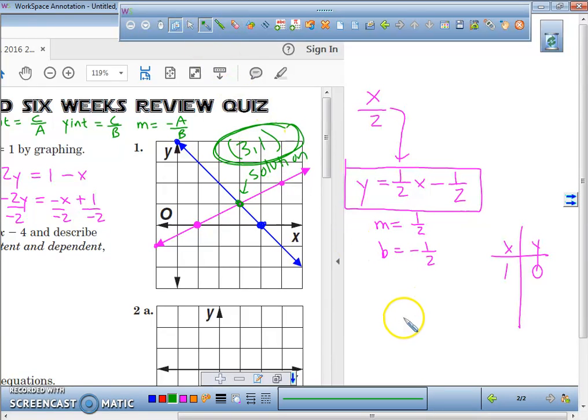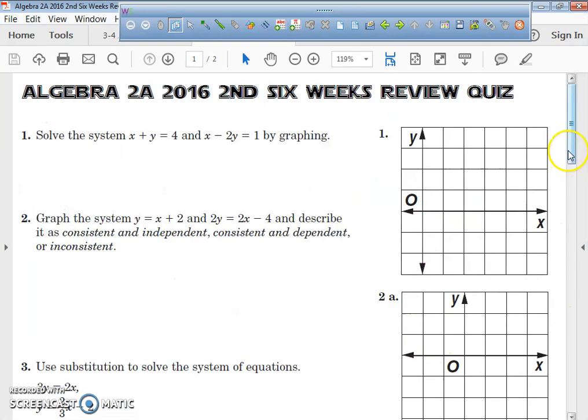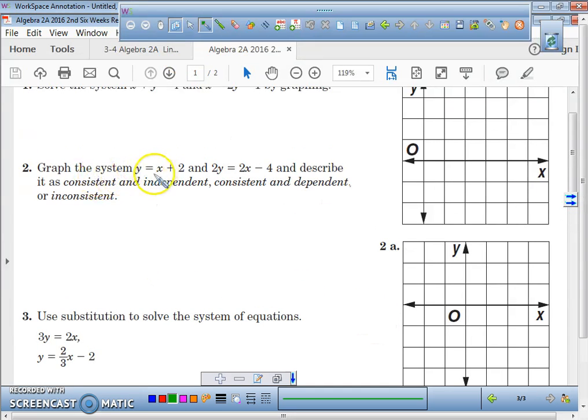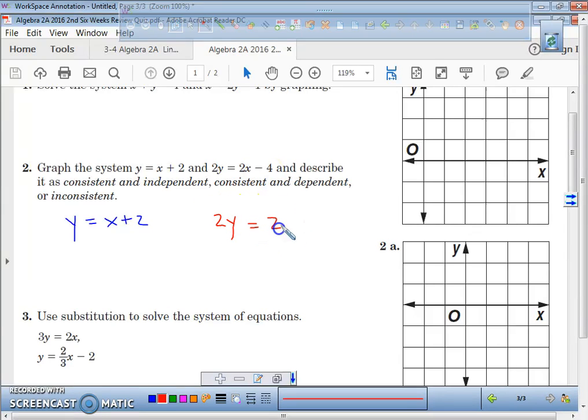3, 1. Now we're going to go to problem number 2. I'm going to clear all this out. We're going to go to problem number 2. All right. There's 2A and 2B. Here we go. It says, graph the system. y equals x plus 2 and 2y equals 2x minus 4.